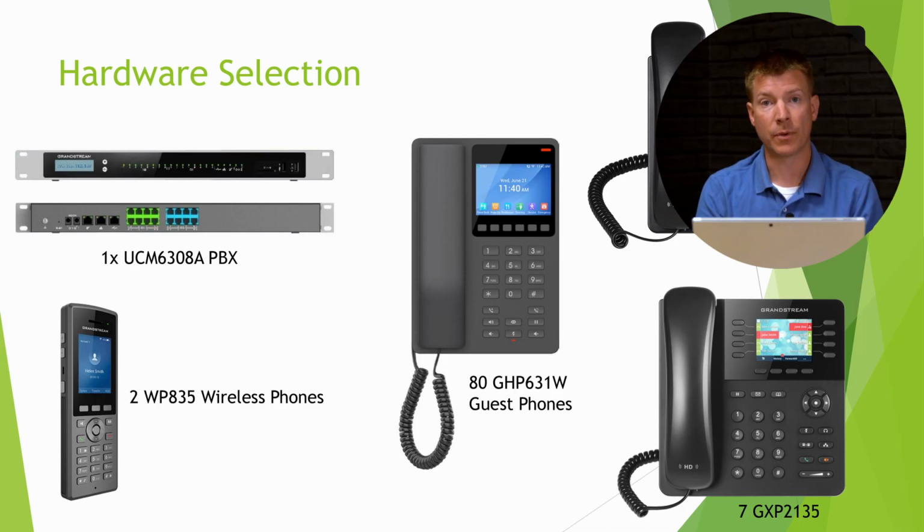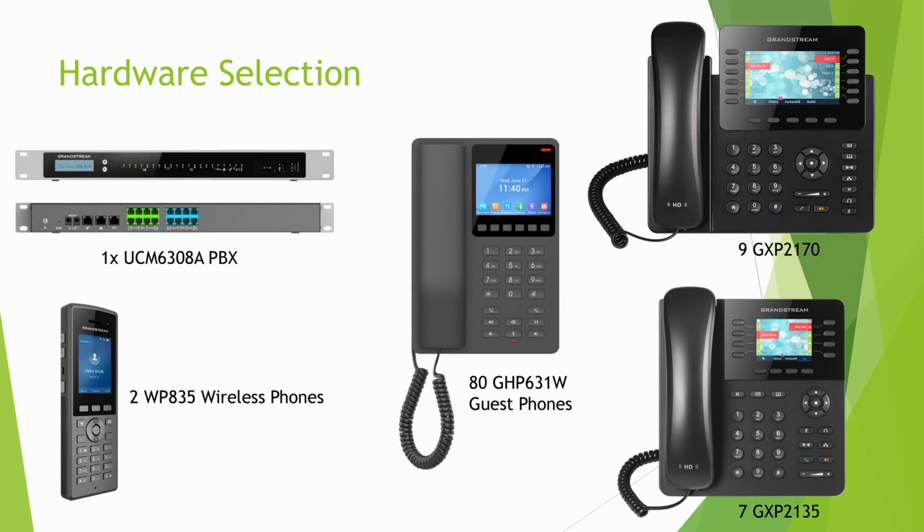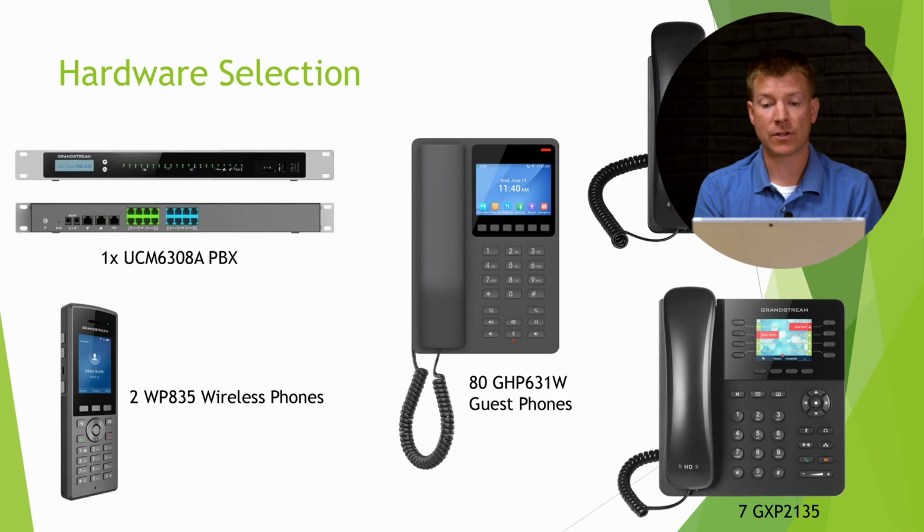So the A series is a bit more cost effective. There were a couple of the WP835 wireless phones. These are the Wi-Fi wireless phones that are able to roam all over the site. There were 7 of the GXP2135, the smaller system phone, 9 of the 2170, which is the larger system phone. In a bit we'll go over where they were used and why there were different ones. And then 80 of the 631W, what we call the guest phones.